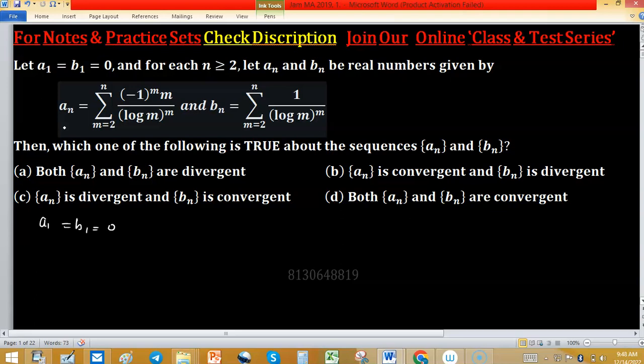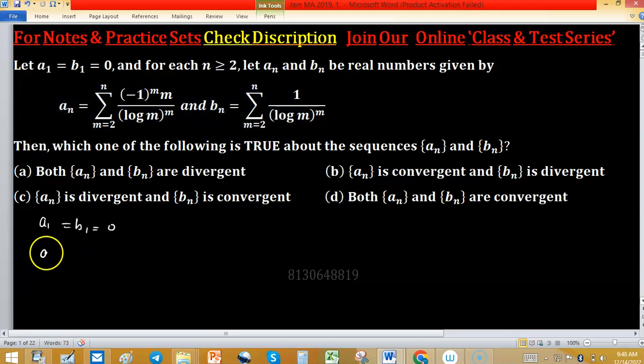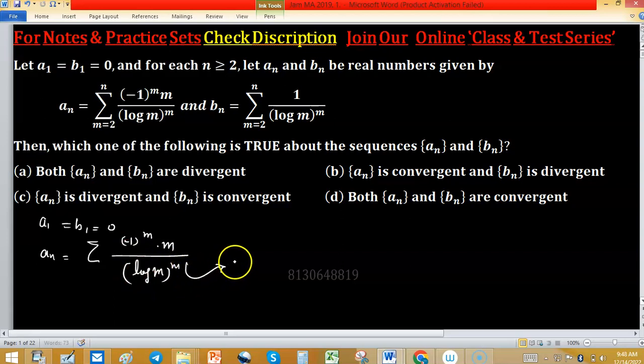Because I already said these are sequences of partial sums, and this defines a sequence. So we need to tell whether this sequence is convergent or divergent. If we consider an as the summation of (-1)^m times m over (log m)^m, after making this partial sum positive, meaning summation of m over (log m)^m, now test whether this is convergent or divergent.